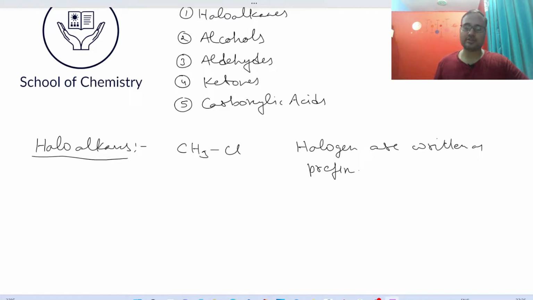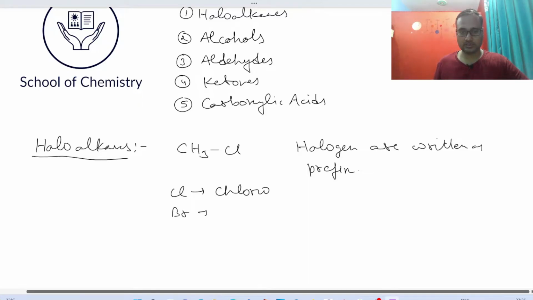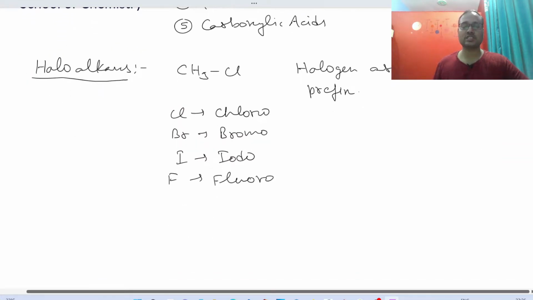So what will be the different prefixes for the different halogens? For chlorine, we will write chloro. For bromine, we will write bromo. For iodine, we will write iodo. And for fluorine, we will write fluoro. So these are the different prefixes for the different halogens if they are present in any haloalkane.